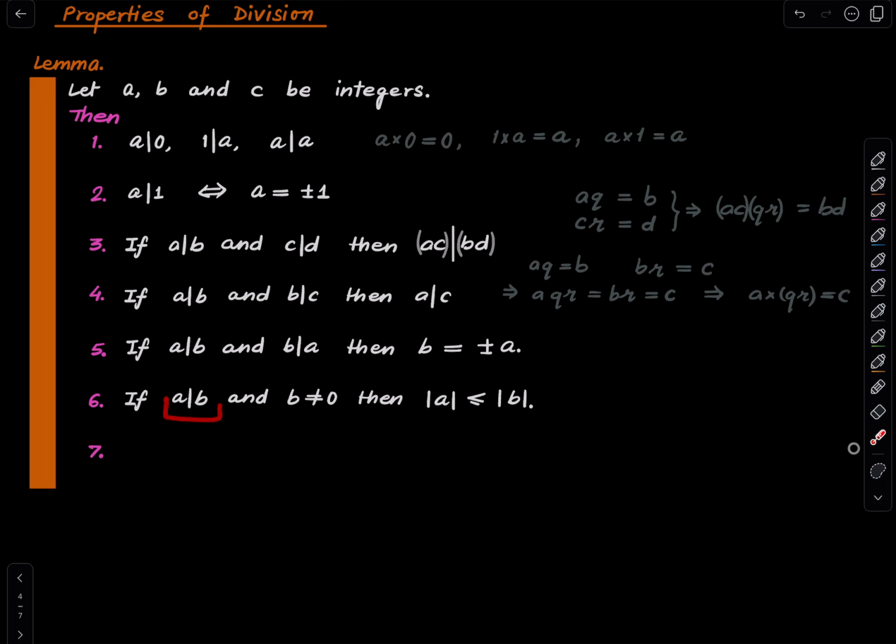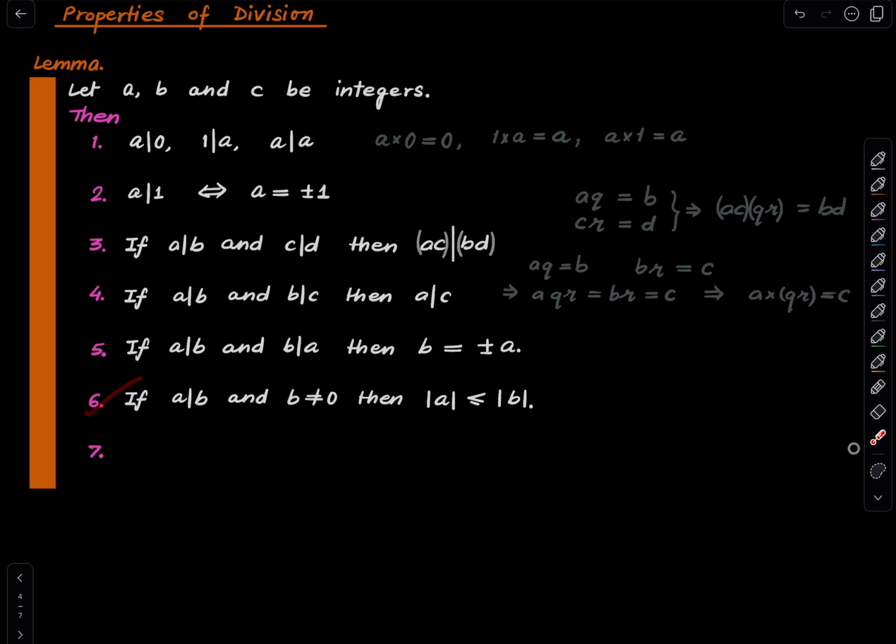If A divides B, then the magnitude of A better be smaller than or at most the magnitude of B. Just like 7 cannot divide anything smaller than 7. Like 7 cannot divide 1 or 3. 7 can divide minus 14. But in the sense of magnitude, 7 cannot divide something smaller than it.